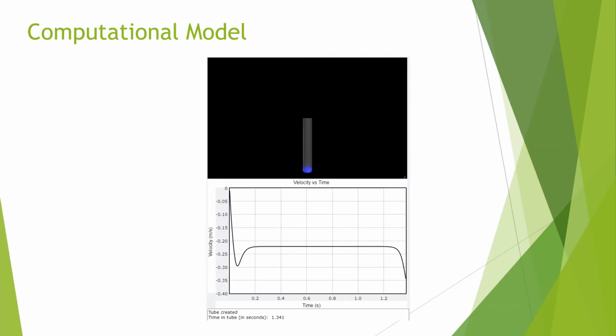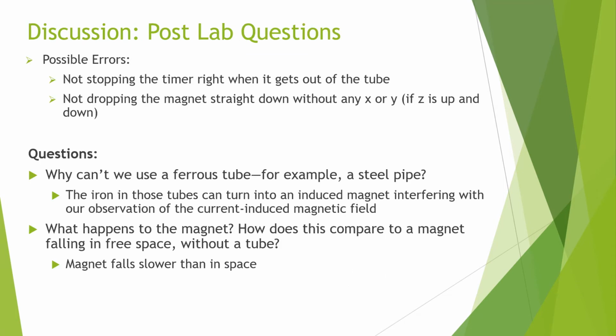This is the end result of our computational model, where we've determined that the time it takes in the tube is 1.341 seconds. Now some post-lab questions. Some possible errors that could have changed the value from the true value of the time it takes for the bar magnet to get through the aluminum roll include not stopping the timer right when the bar magnet got out of the tube, and also not dropping the magnet straight down with only z direction velocity.